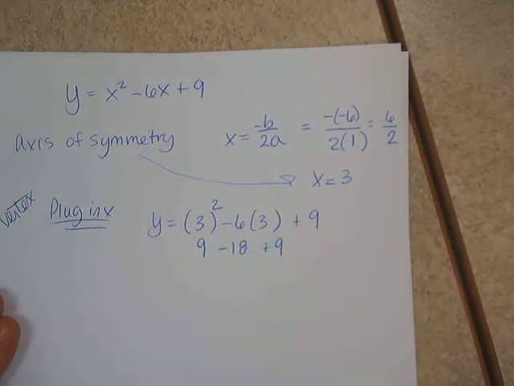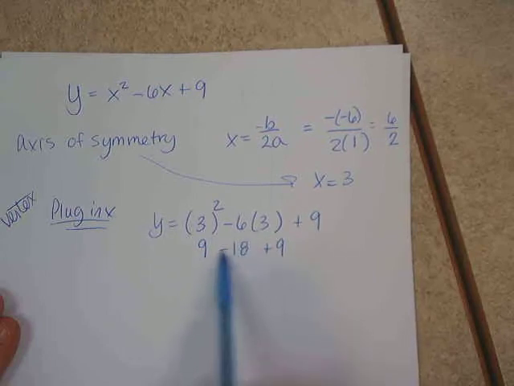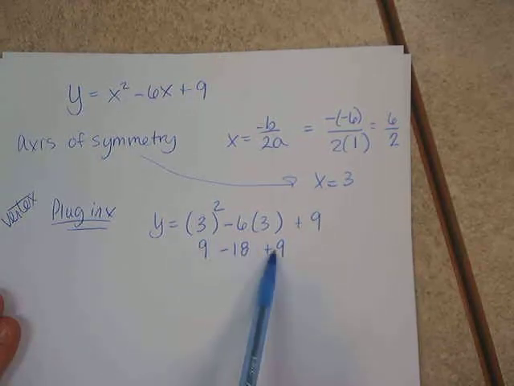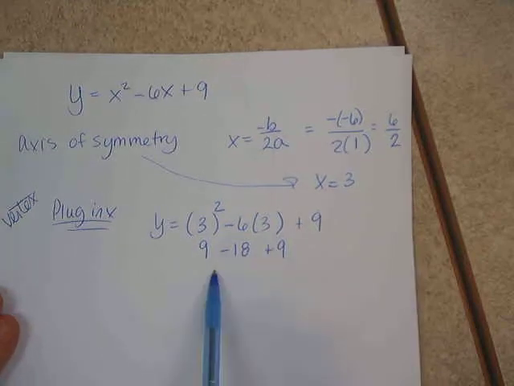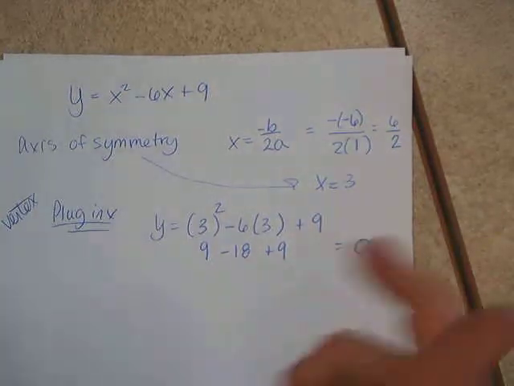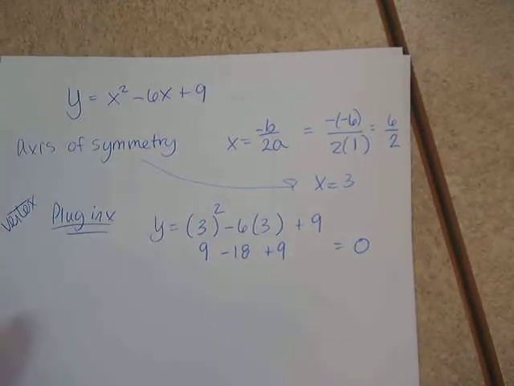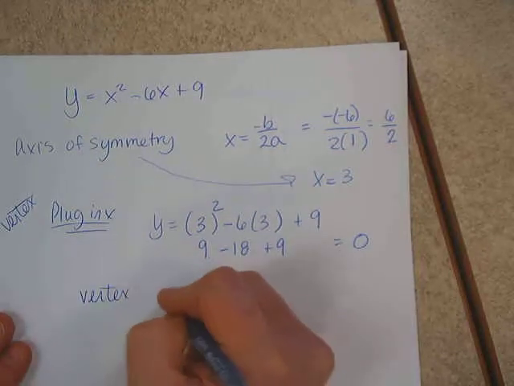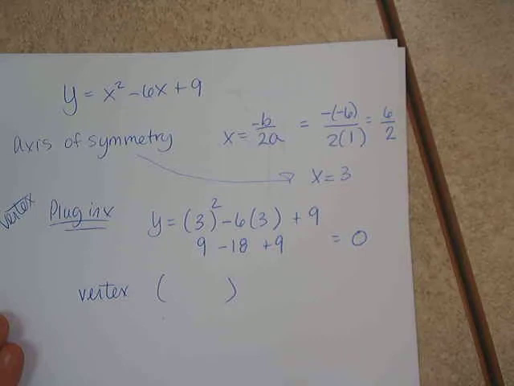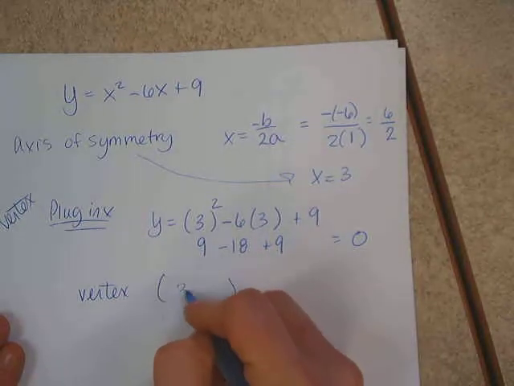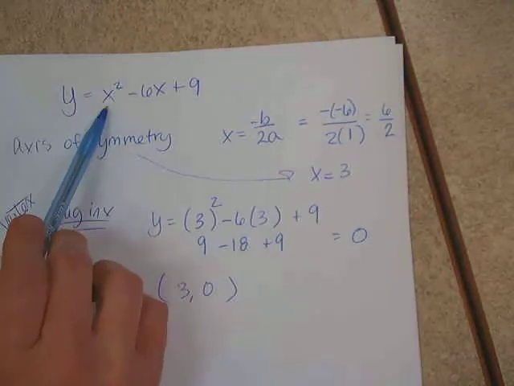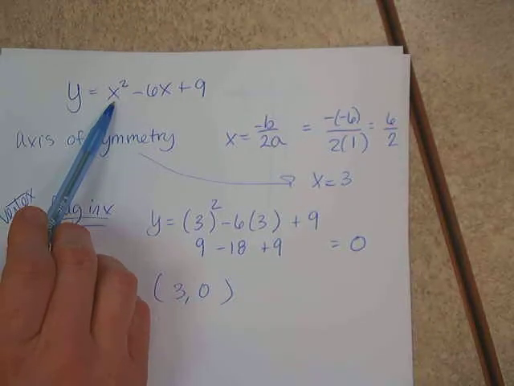Garbage in, garbage out, right? Okay, so what is 3 squared? 9. Negative 6 times 3 is negative 18, plus 9. And if you notice, as long as you know this is negative 18, you can do some of this in a different order. I look at this and say, oh, 9 plus 9 is positive 18. Minus 18 should be 0. So if you group things that work together better, by all means. So that's your y value.